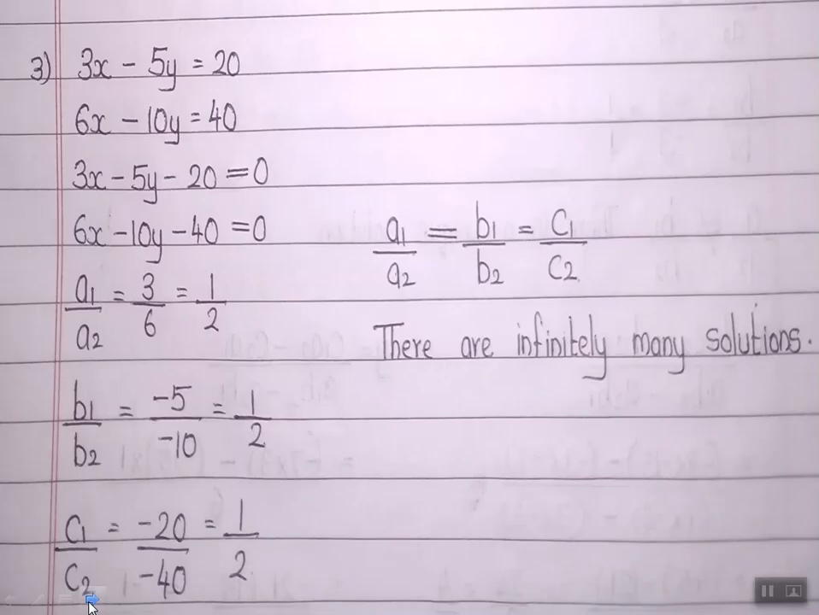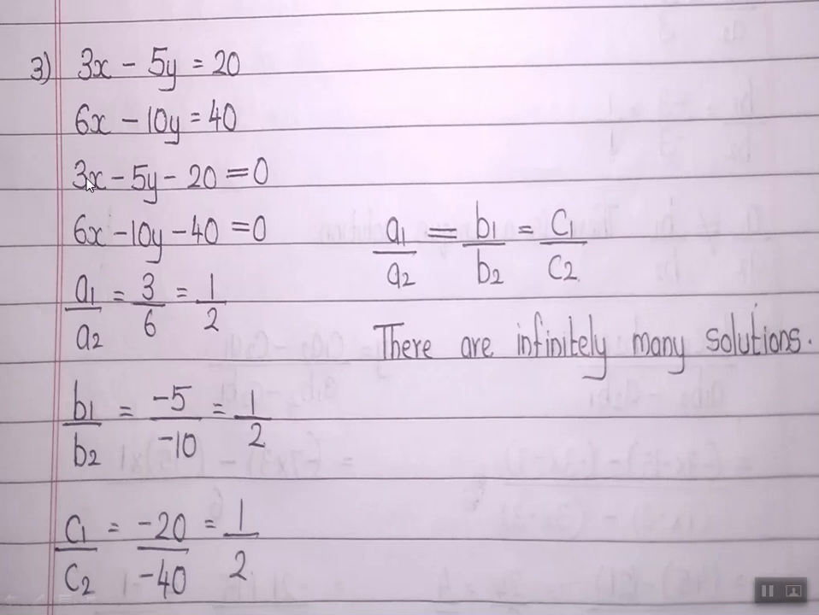Third question. After the third, we will go for the second one. The third question is 3x minus 5y equal to 20. Second equation, 6x minus 10y equal to 40. Here you can see that I have changed the equation so that the right hand side is 0. 3x minus 5y minus 20 equal to 0. 6x minus 10y minus 40 equal to 0.